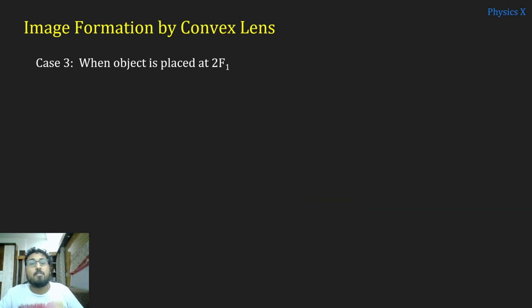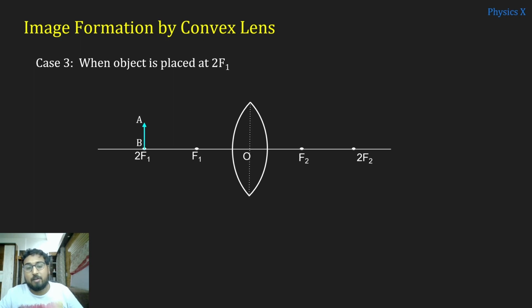So the next case is when we are placing the object at 2f1. 2f1 is similar to when your object was placed at the center of curvature in a mirror. So when you are placing this object at 2f1, we are considering one ray parallel to the principal axis and it is passing through the focus. Again, I will consider a second ray of light which is passing through the optical center. It goes unrefracted and meets at this point.